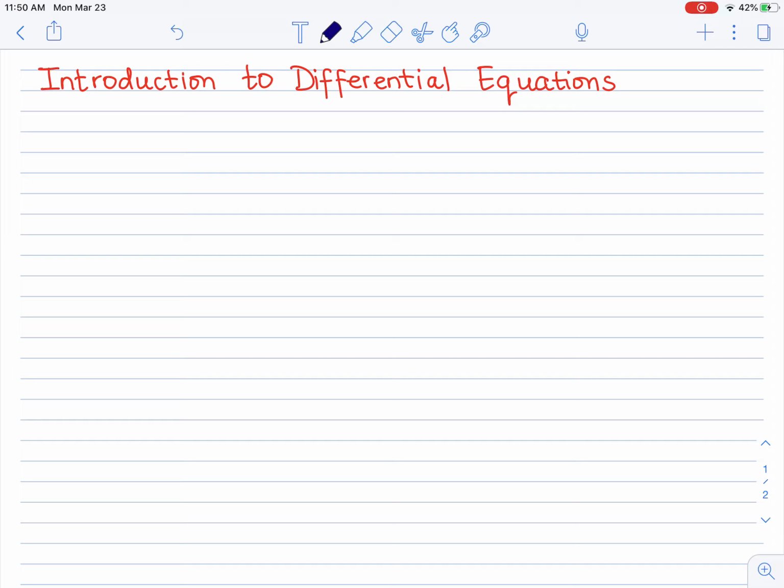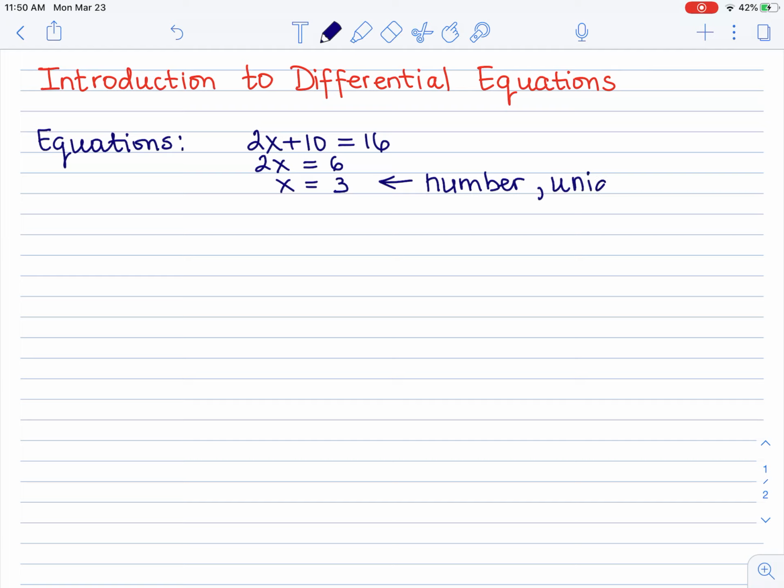So let's go ahead and take a look at some simple equations that we've solved in other classes, such as algebra. Let's say we have a linear equation in one variable, 2x plus 10 is equal to 16. We all know how to solve this equation. So this is 2x is equal to 6, x is equal to 3. We have a solution to this equation. It's a number and it's unique, meaning there's no other number that will make this equation true. One and only one.